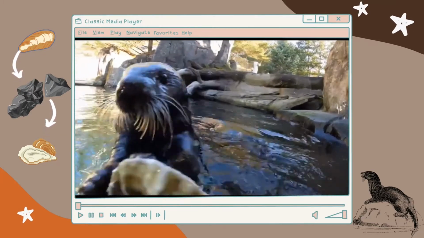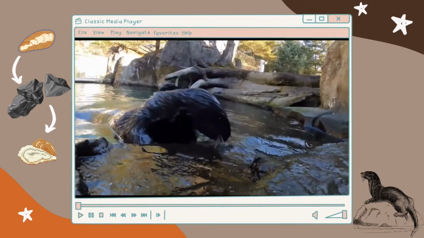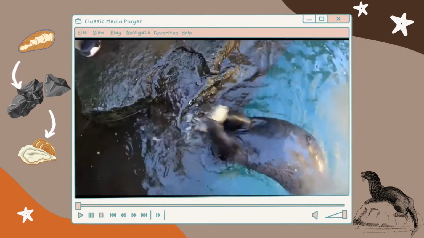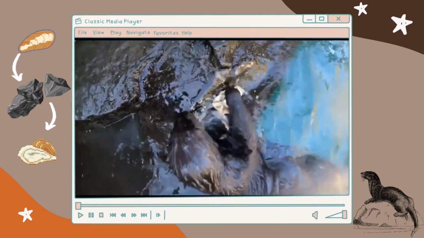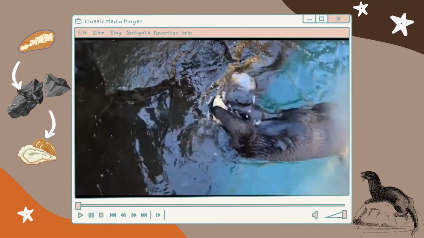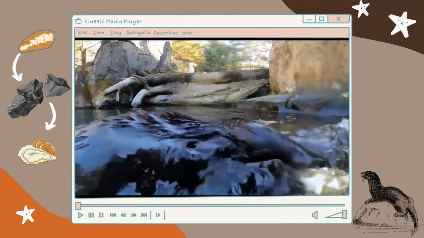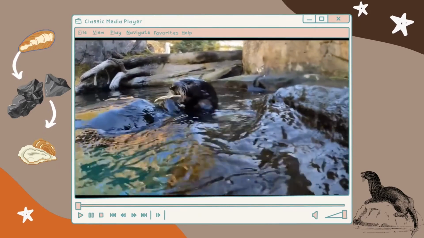Next is Lincoln, a sea otter in Oregon Zoo. After receiving a mussel from the zookeeper, he knocks the mussel to the rocks nearby him multiple times until it cracks open, revealing the flesh.